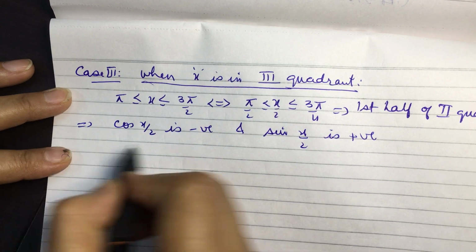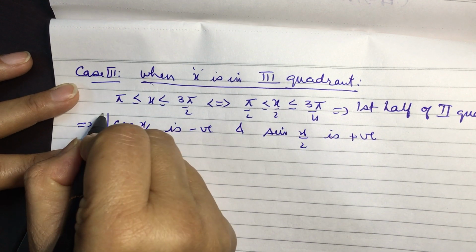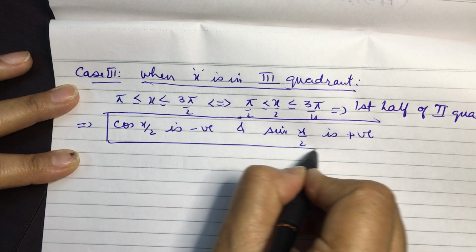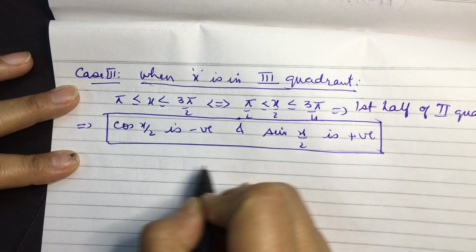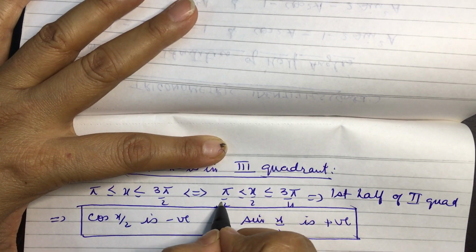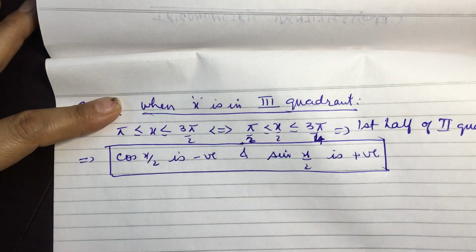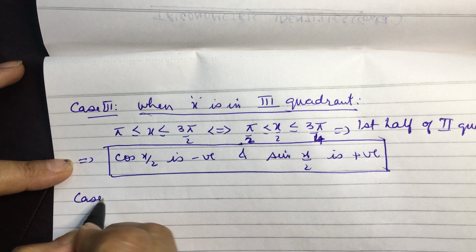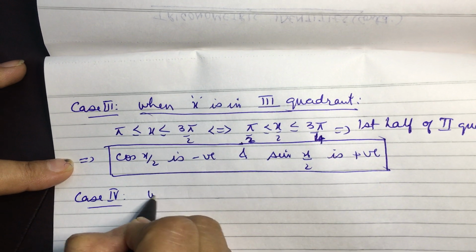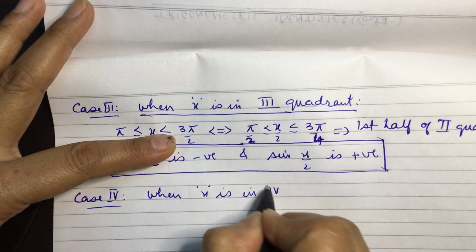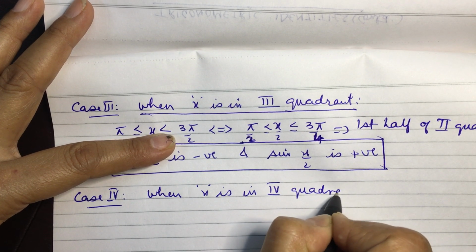Now case 4, so here we have, because in the second quadrant cos is negative and sin is positive, so here also we have this.